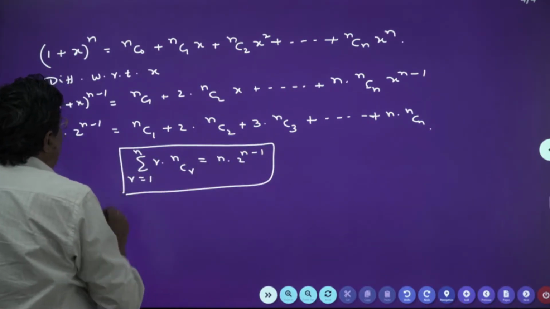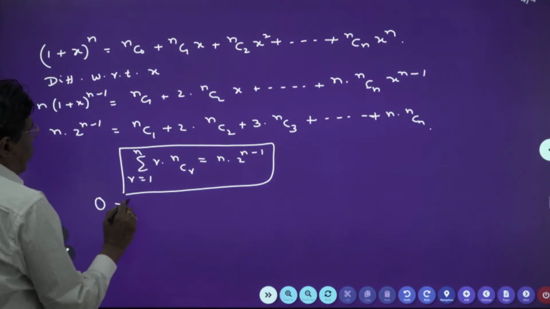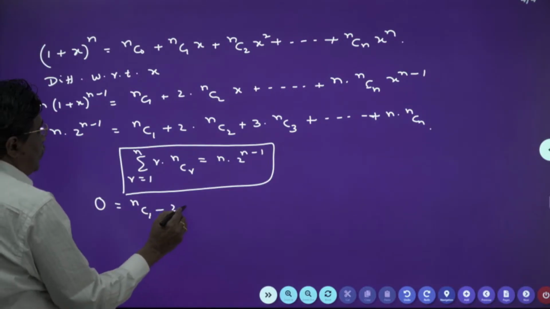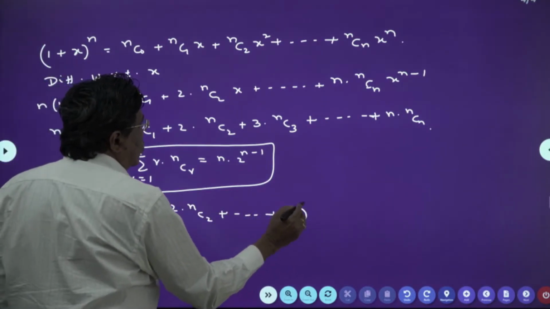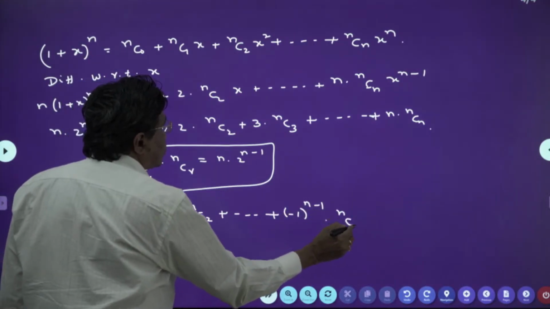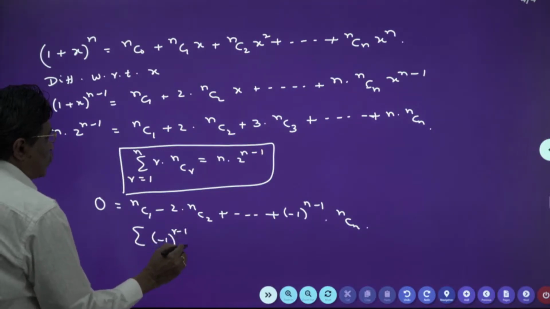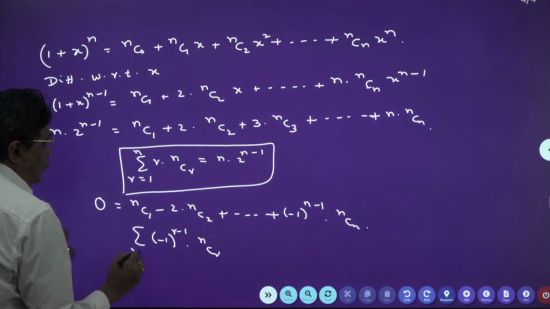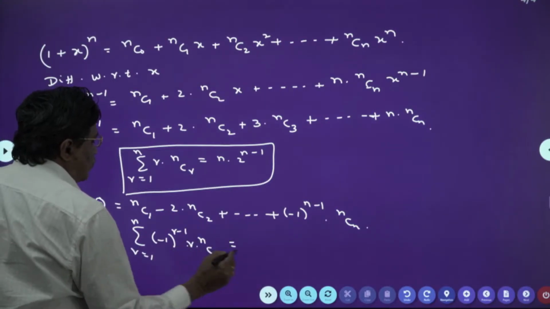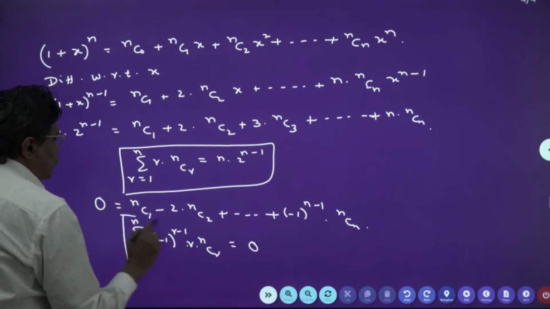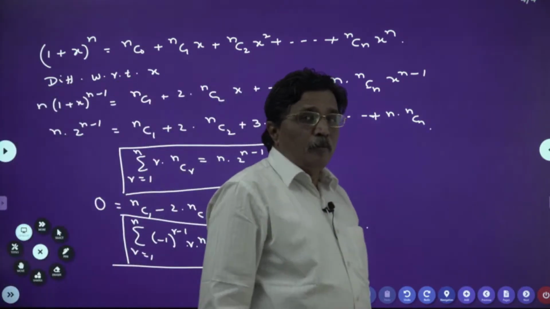Similarly, if I put x equal to minus 1, 0 here, and we get nC1 minus 2 into nC2 plus so on plus minus 1 to the power of n minus 1 n nCn. So, which we can write sigma (minus 1) to the power of r minus 1 r into nCr, r ranging from 1 to n is equal to 0. This is what we get when we differentiate and put x equal to minus 1.